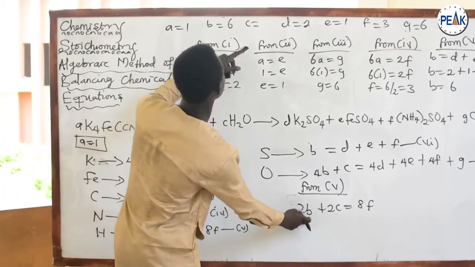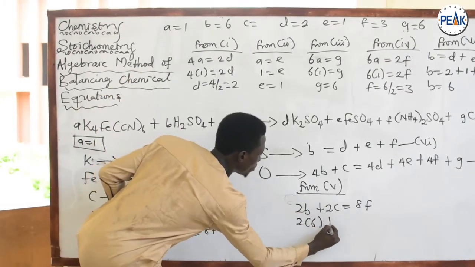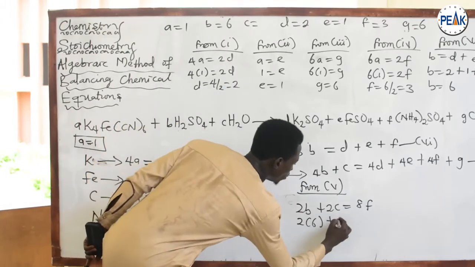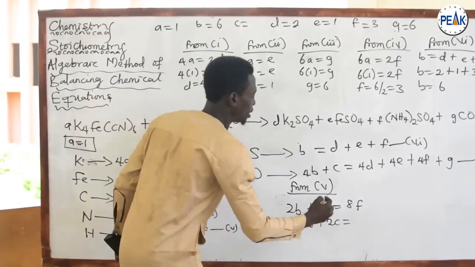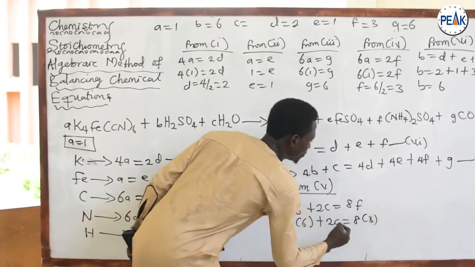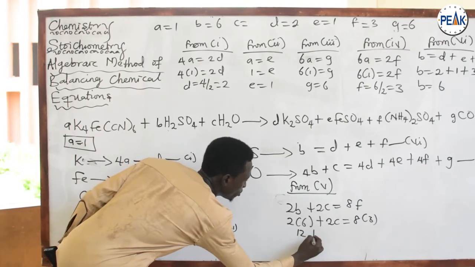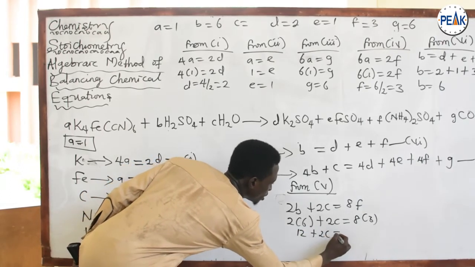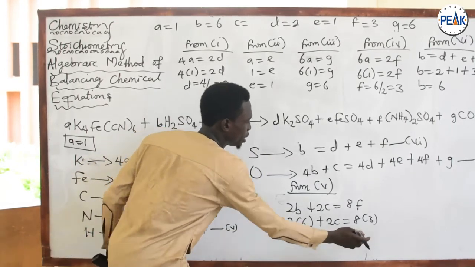Yes, 2B plus 2C is equal to 8F. What's the value of B? The value of B is 6. That's 2 into 6 plus 2C is equal to 8F. What's the value of F? 3. That's 8 into 3. Then 2 times 6, 12 plus 2C to give me what? 8 times 3 is what? 24.